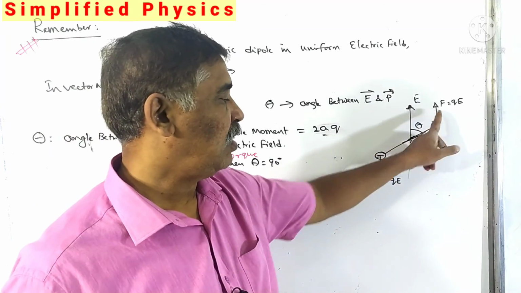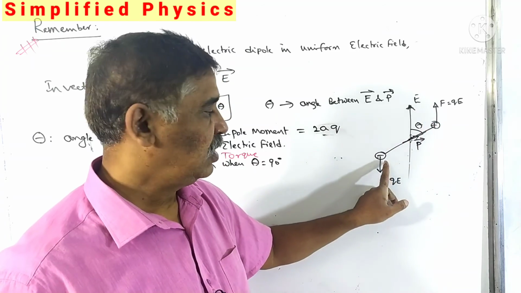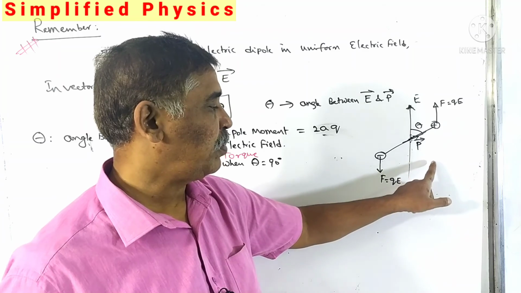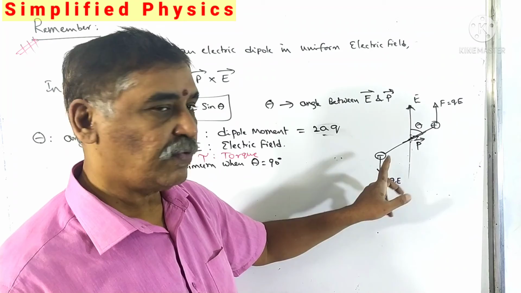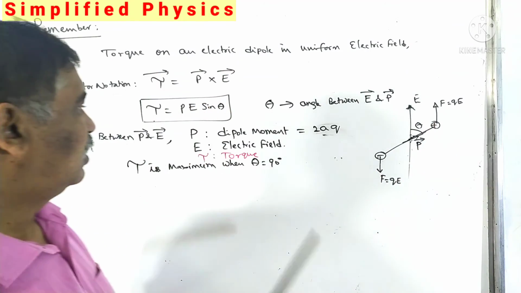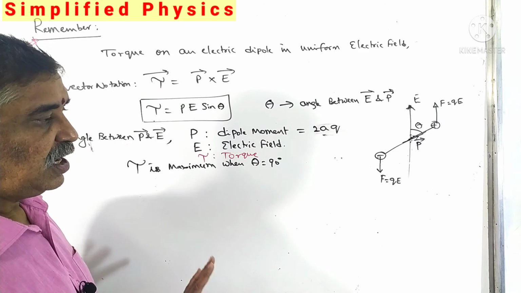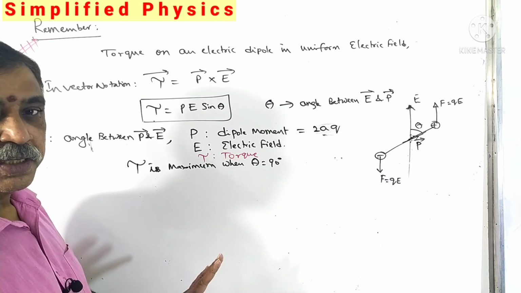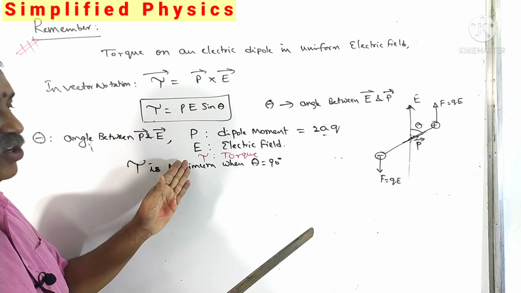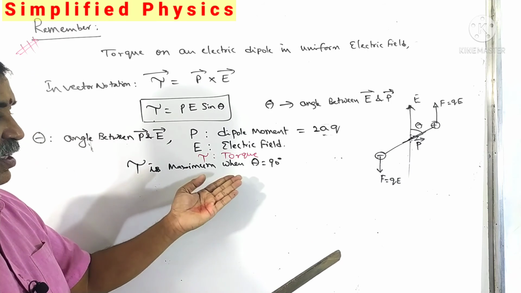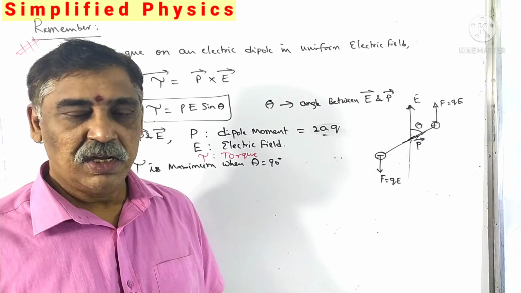These two are equal and opposite forces. If you find the product of one of the forces into the perpendicular distance between them, we come across the equation tau is equal to PE sin theta. So much is not required. As per our exam point, this equation along with the explanation of symbols is enough. Tau is maximum when theta is equal to 90. Sin 90 is 1, so tau becomes maximum. This much is enough. I end today's session.